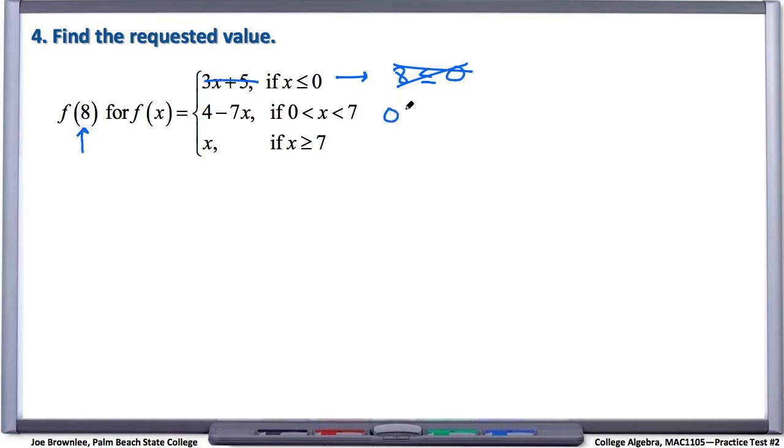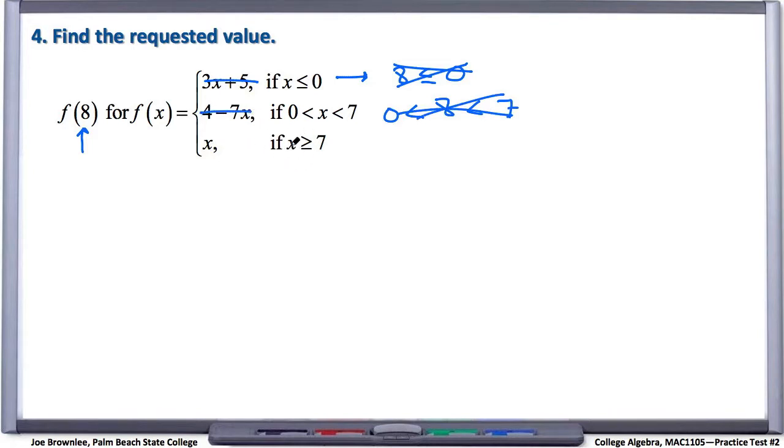If we have 0 is less than x, but remember x is now 8, so 8 less than 7. Is this inequality true? Well, let's see. 0 is less than 8. That's certainly true. But how about this last piece here? 8 is less than 7. Well, this part of the inequality is not true, and so the entire inequality is not true. So we're not going to be using the second piece.